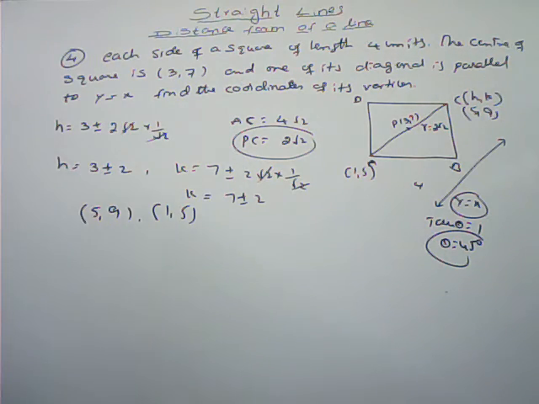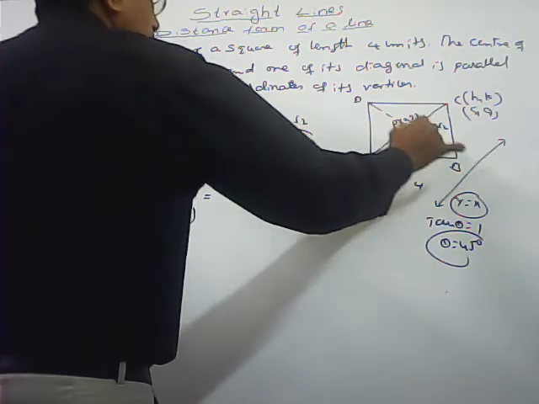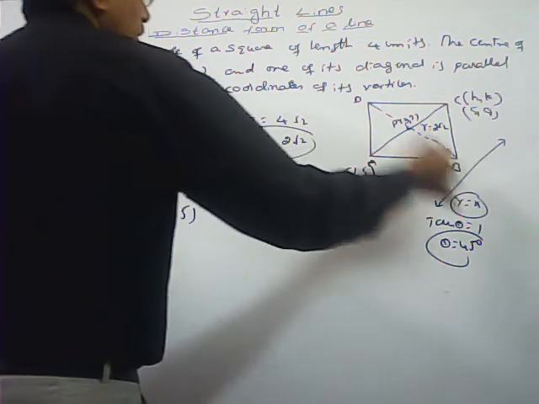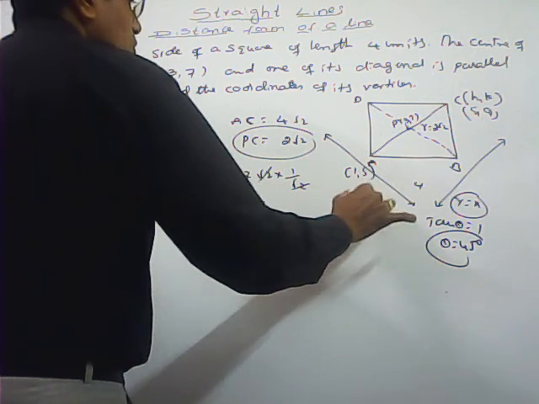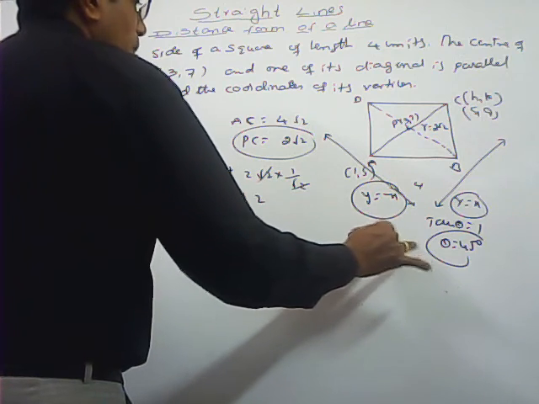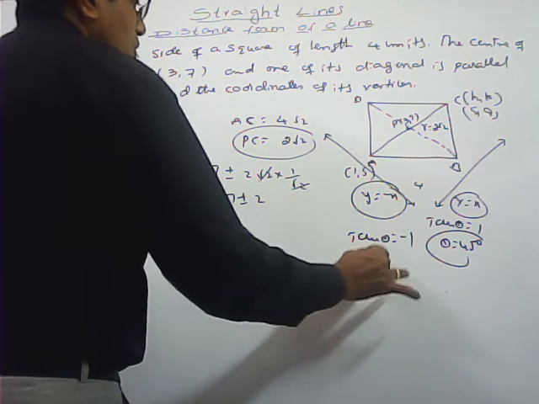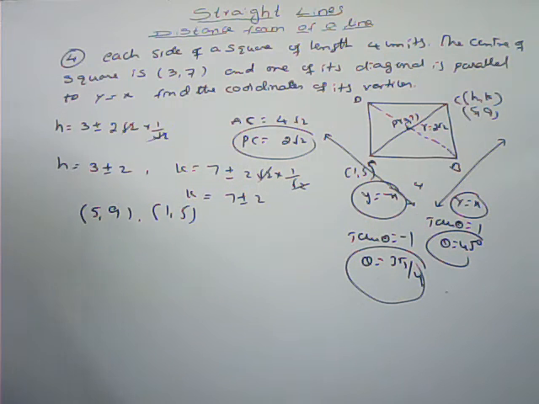Now the angle between the diagonals is 90 degrees only. If one of the diagonals is parallel to y is equal to x, the other diagonal is compulsorily parallel to y is equal to minus x only. So here tan theta is equal to minus 1, so theta is equal to 3 pi by 4. In the second quadrant, tan is negative. Theta always lies between 0 and 180, so here we can take theta is equal to 3 pi by 4.